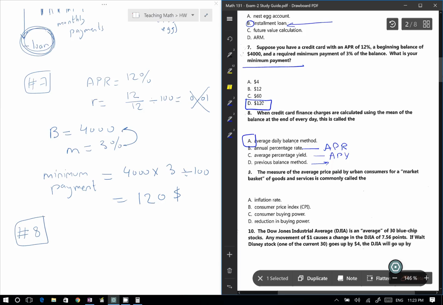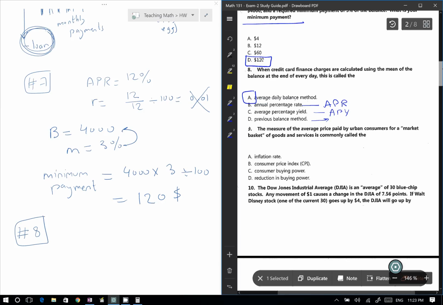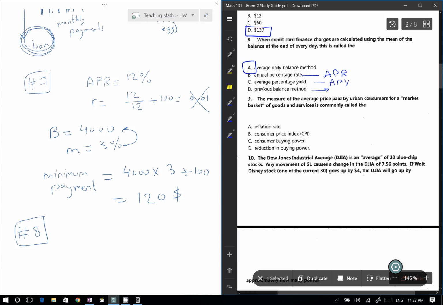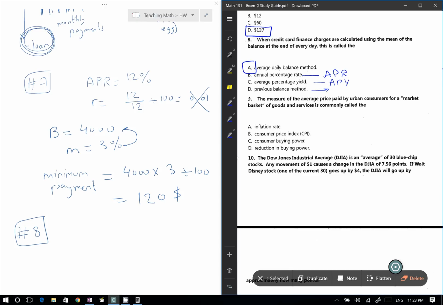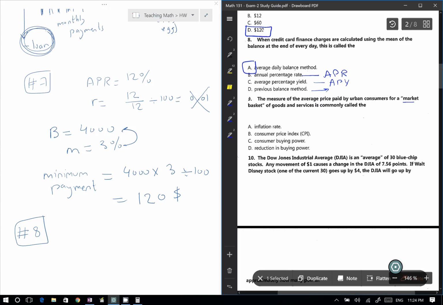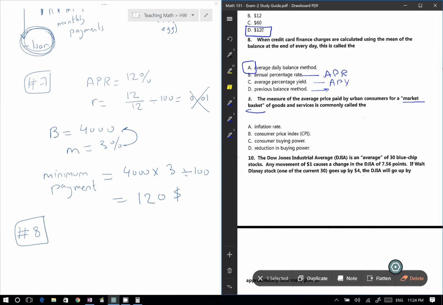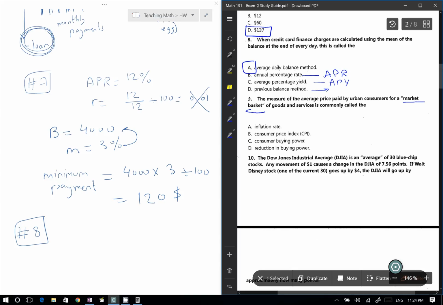Now, number 9 is an easy problem. The measure of the average price paid by urban consumers for a market basket of goods and services. If you remember, this is a representative basket of what shoppers would shop of goods and services, commonly called the CPI, Consumer Price Index.